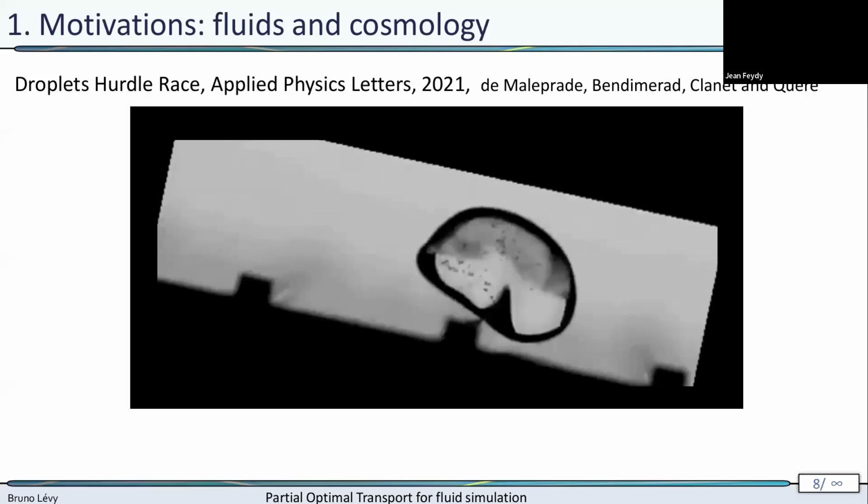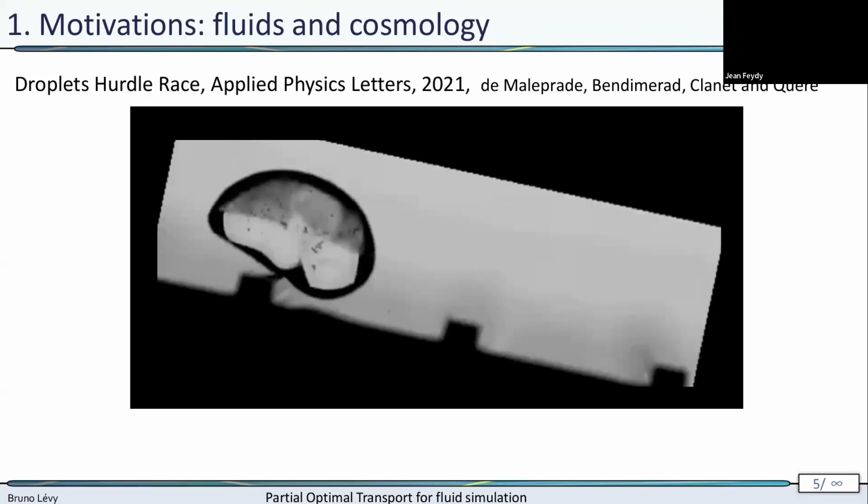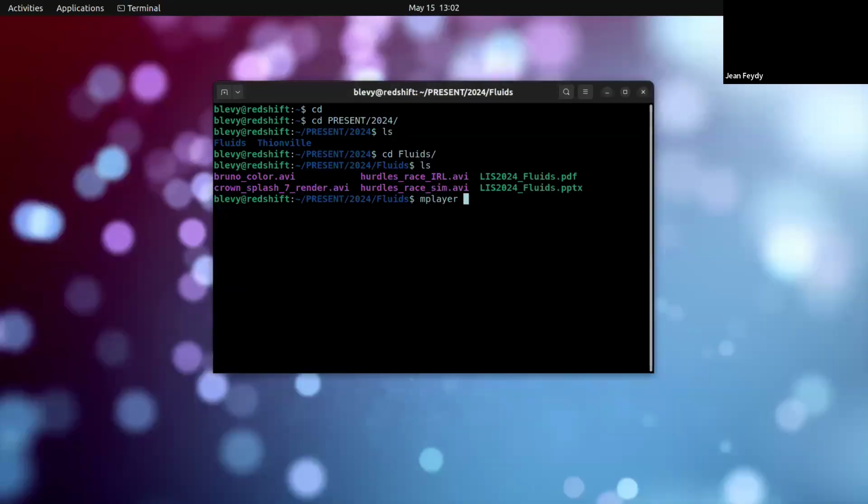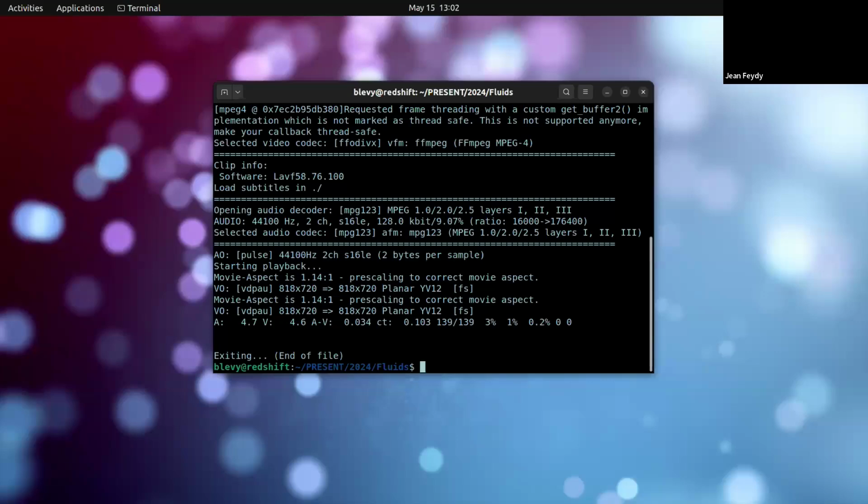It does like that. So I think I can show the real video. It will be clearer. Okay, so here is what it does. I like the way it's swinging its tail. I find it very funny.